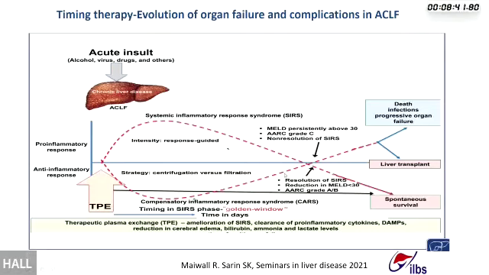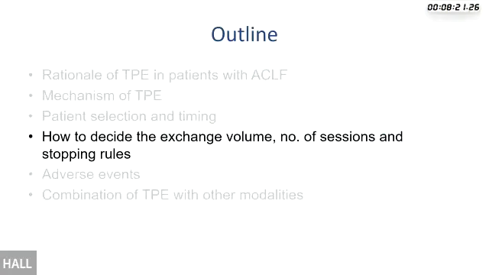If we do them late, after the golden window, that is after the organ failures have already developed, the chances of spontaneous reversal of the liver function are less. But here the goal remains to bridge these patients to a liver transplant, because they need time to get the live donors, and you need to save these patients from going into refractory organ failures.